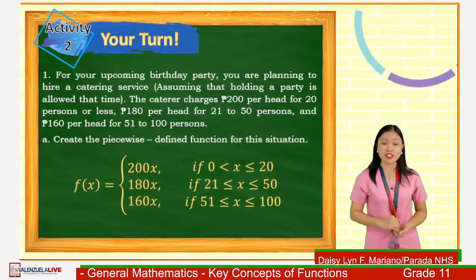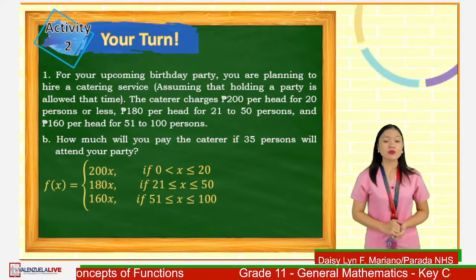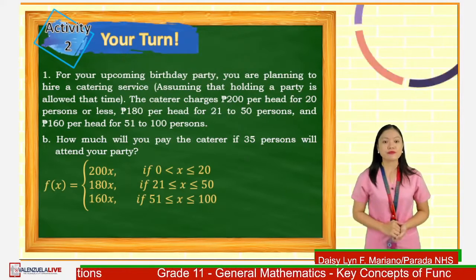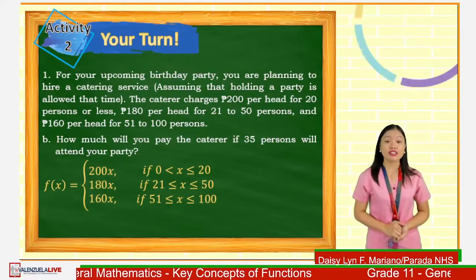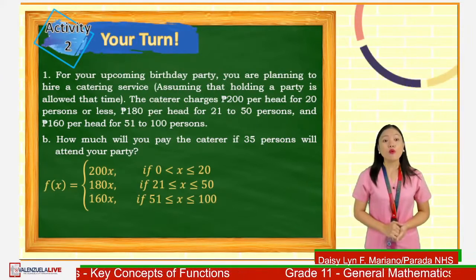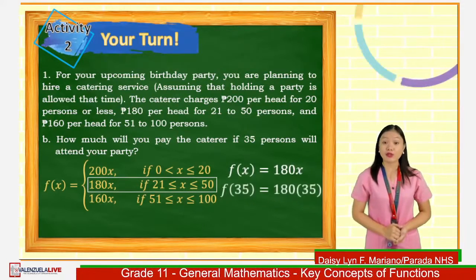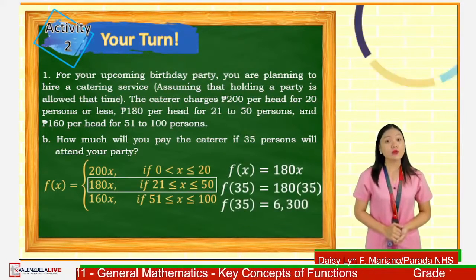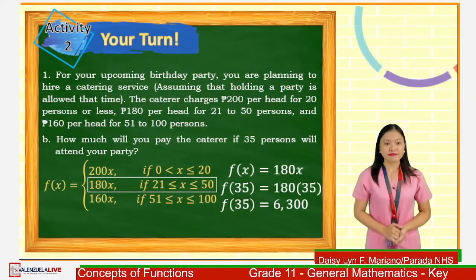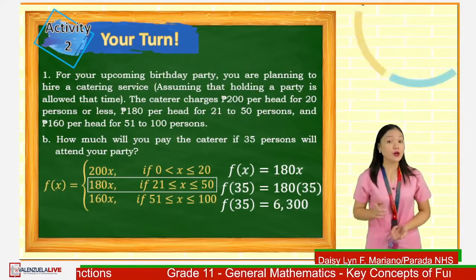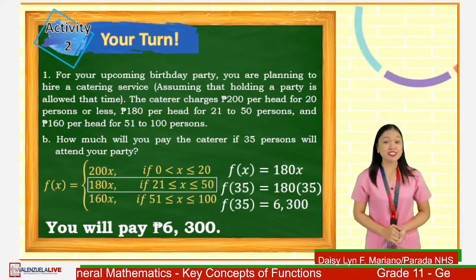Did you get the same answer? I hope so. What about letter B? x is equal to 35 is in the range of x greater than or equal to 21 but less than or equal to 50. So, f of x is equal to 180x will be used. Substitute 35 to the variable x and we get f of 35 is equal to 180 times 35, which gives a product of 6,300. So, you will pay 6,300 pesos. Did you get the same answer?